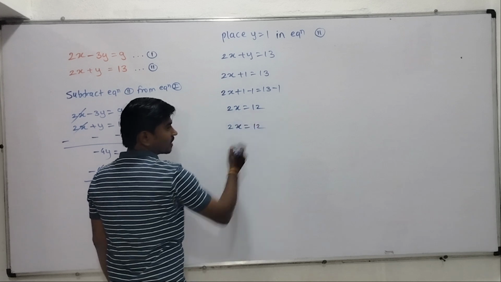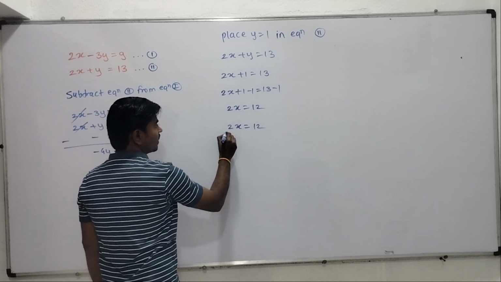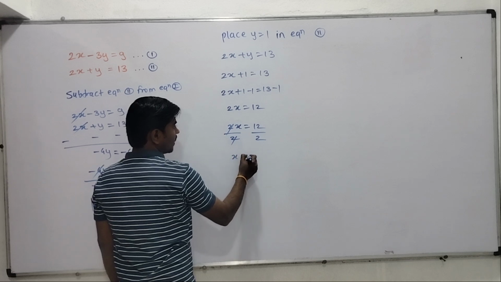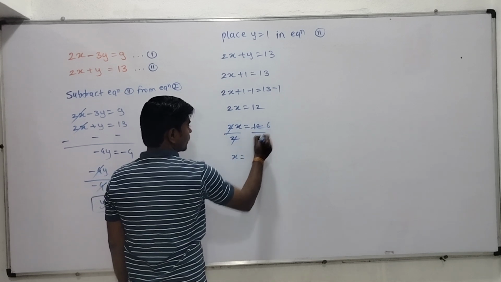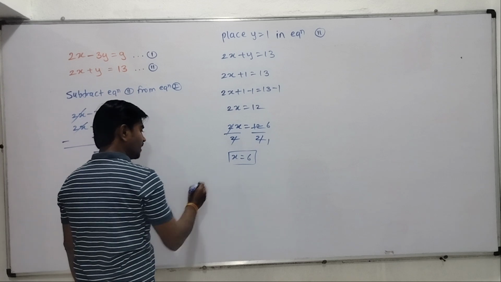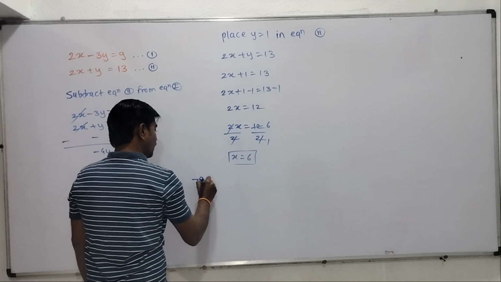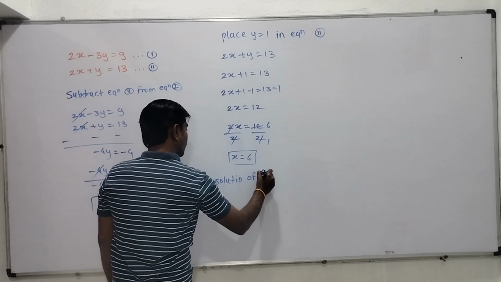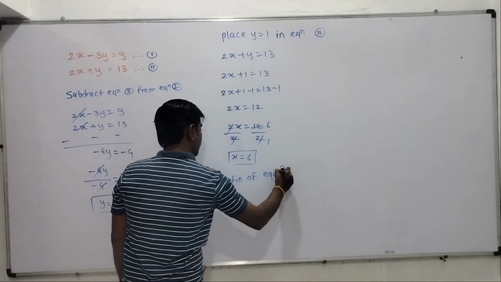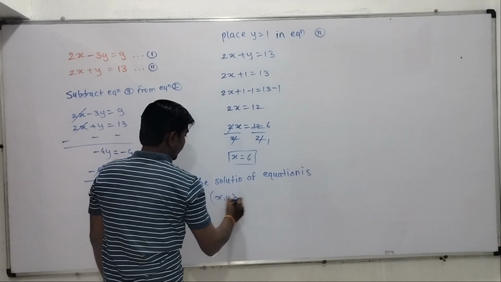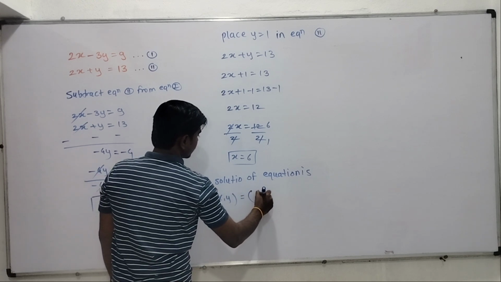Now divide both sides by 2 to eliminate this 2. Here 2 will be cancelled, x will remain, 2 1s are 2, 2 6s are 12. So the value of x is 6. So our solution is x comma y is equal to 6 comma 1.